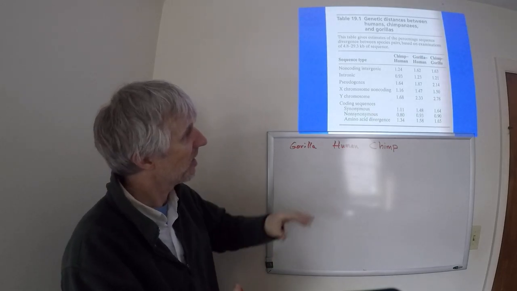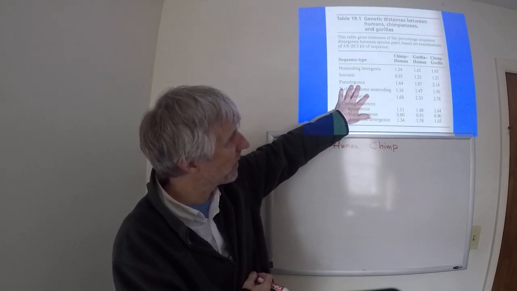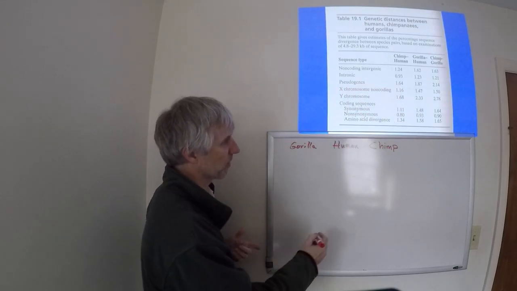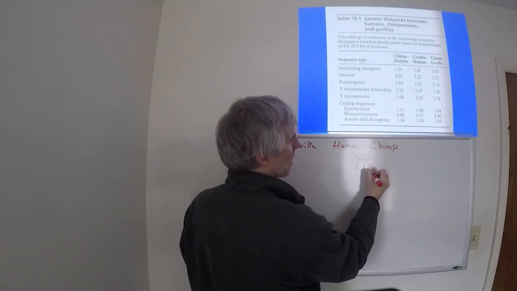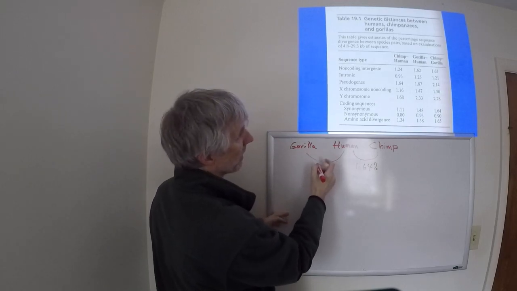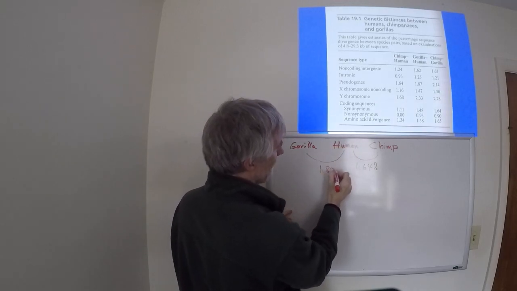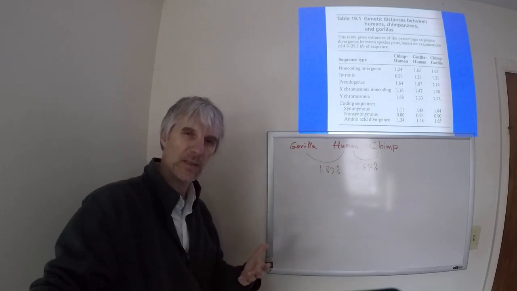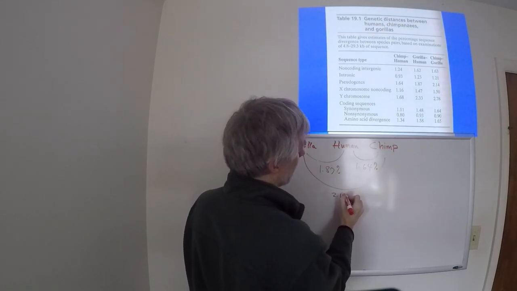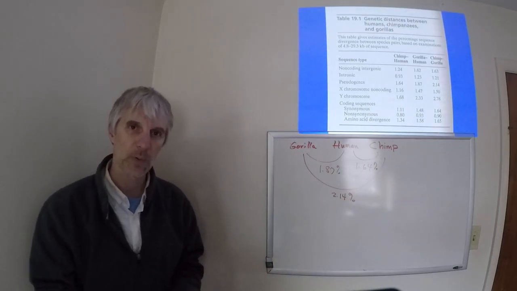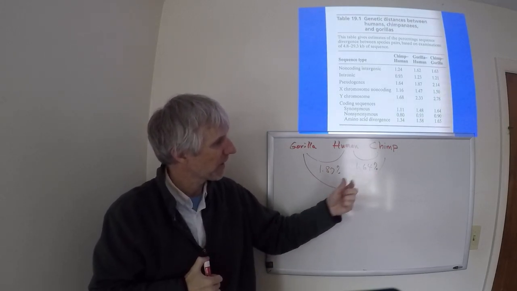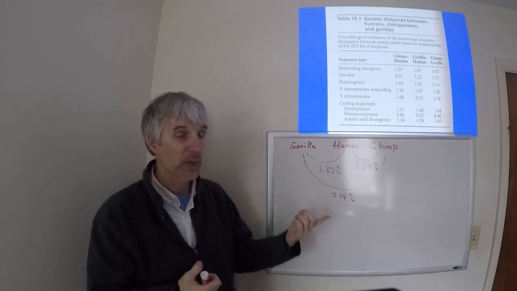But in any event, if we look at a particular estimator here, the chimp and the human, the difference is 1.64%. And the difference between a gorilla and a human is 1.87%, or 1.87 nucleotides out of 100. And then the difference between the gorilla and the chimp is 2.14%. Okay, so there's a lot of sequence similarity between humans and chimps, and even between humans and gorillas.